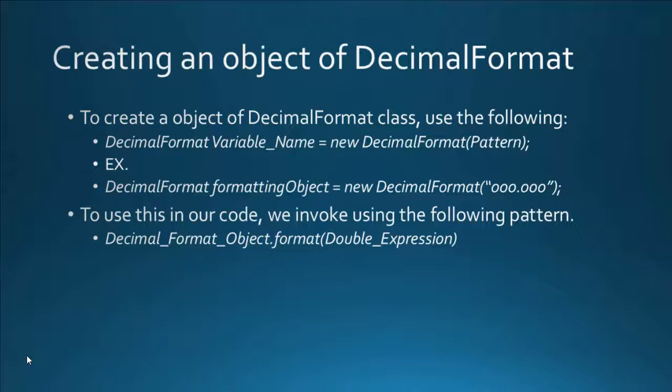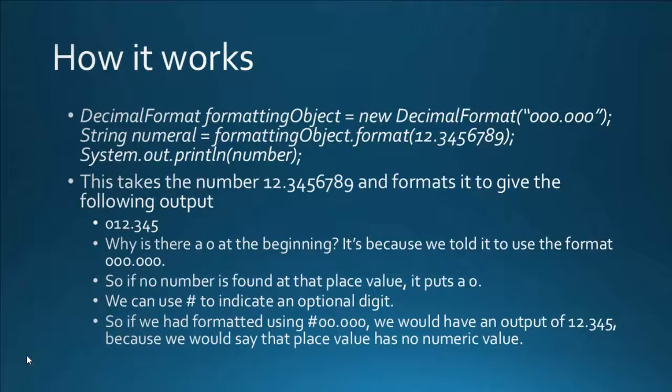So let's look at that with an actual example. DecimalFormat formattingObject equals new DecimalFormat("000.000"). To use this in our code, we invoke the following pattern: DecimalFormat object dot format(double expression). How it works, right? So there's that code that we had earlier. There's our DecimalFormat object.